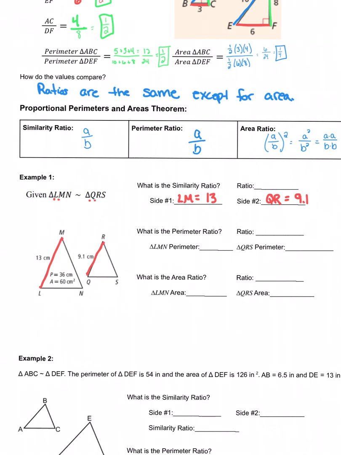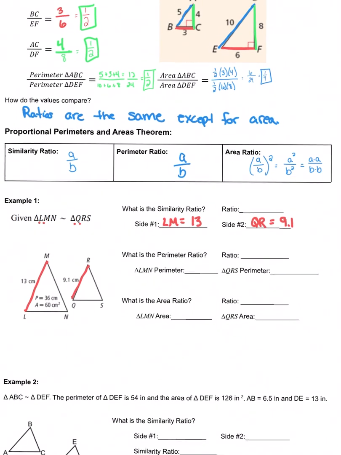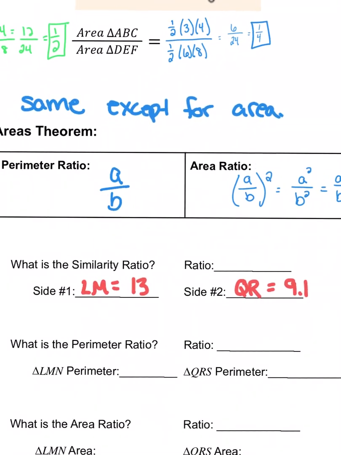Now we're going to take those to the ratio. The ratio is going to be LM over QR, which is 13 over 9. Oops.